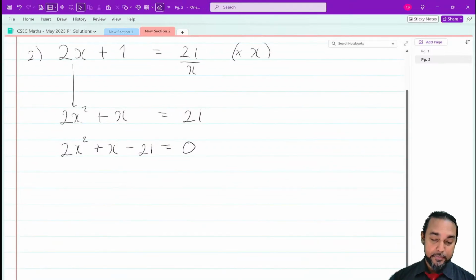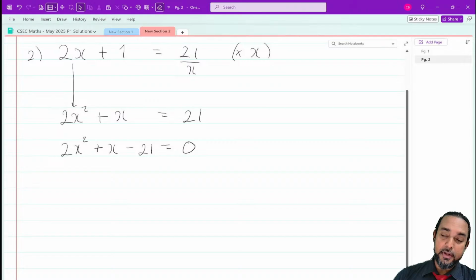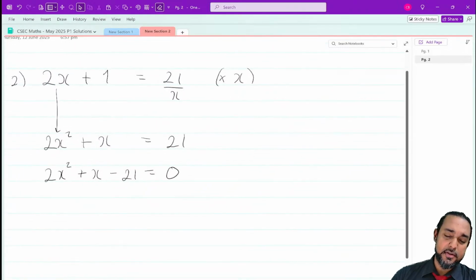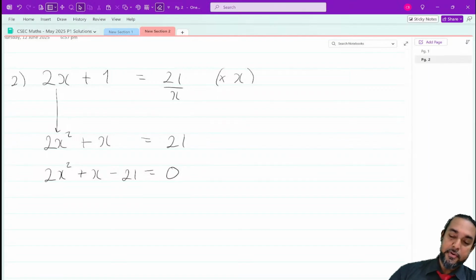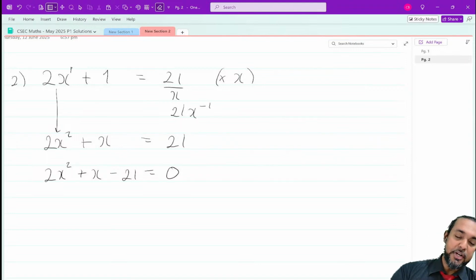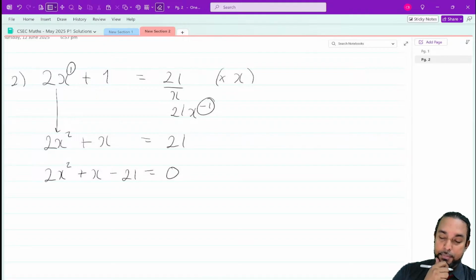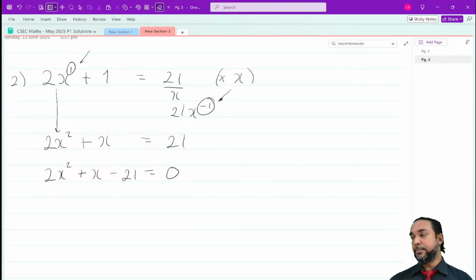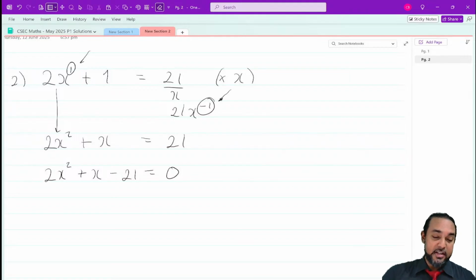So nothing too exciting. Now, the other way that you could have done this is to write this as 21 times x to the minus 1. Yeah, now because you see the power here is 1, the relationship between them would no longer be that the bigger one is 2 times the smaller one. So if that relationship is non-existent, then you can't reduce the equation to quadratic form, right? So in this particular case, you just ended up dealing with a regular quadratic.